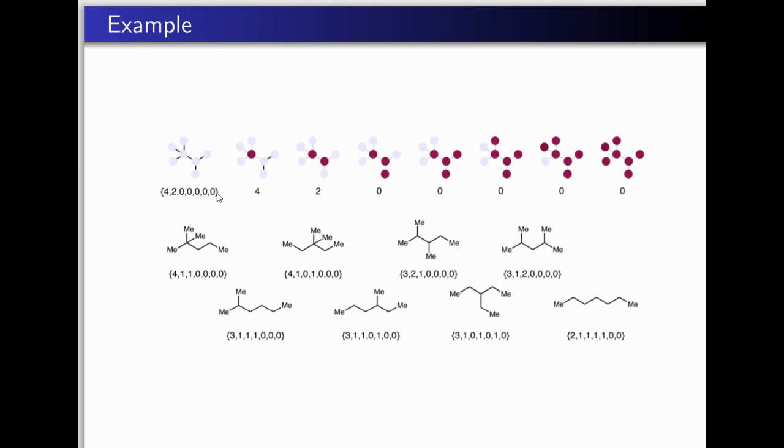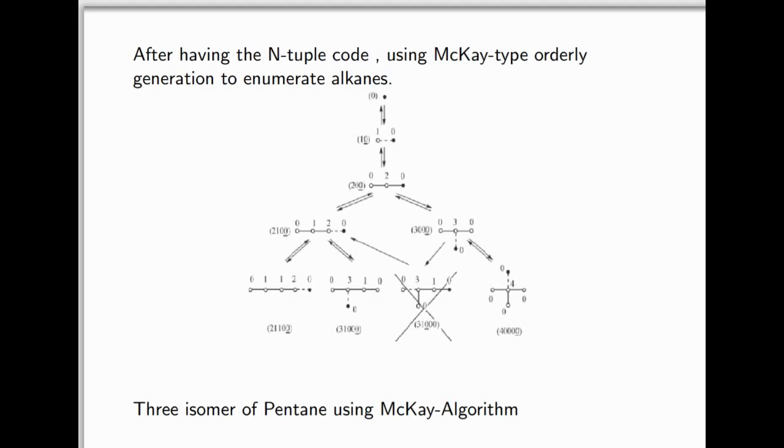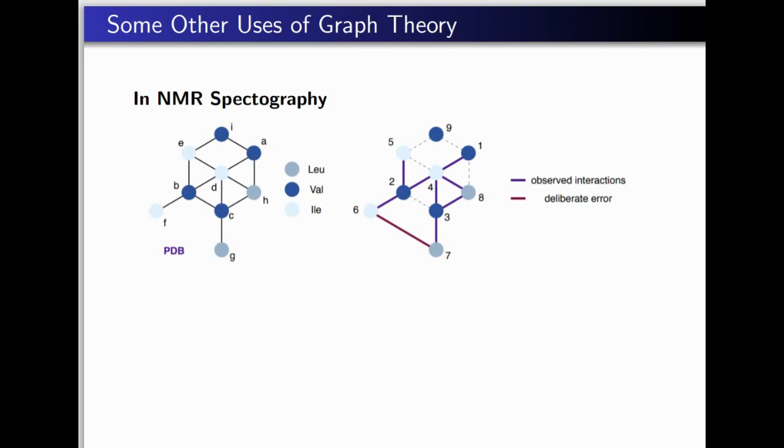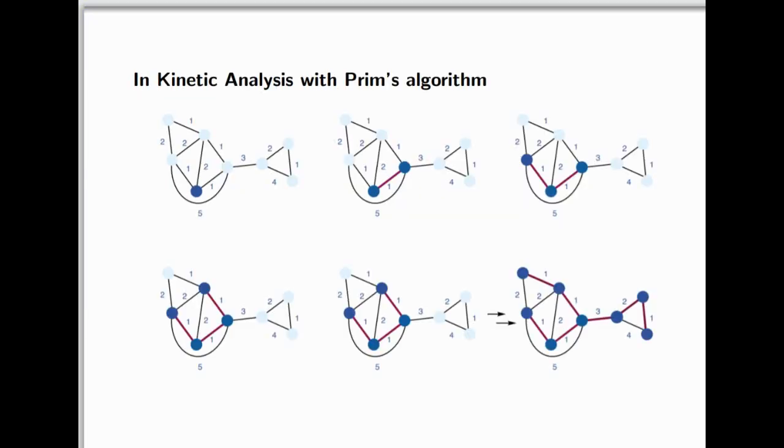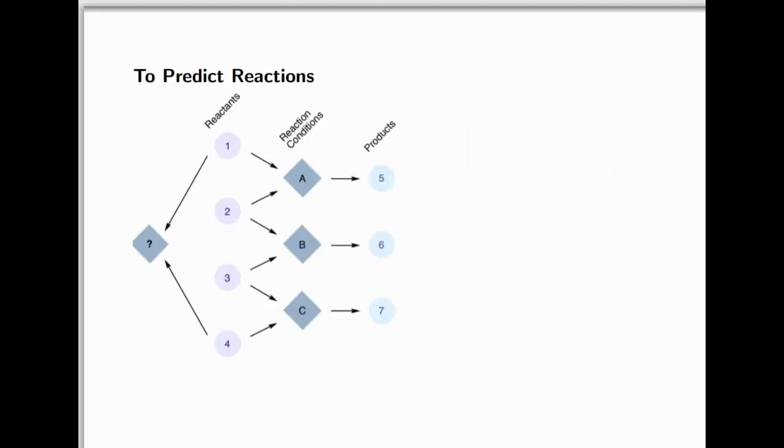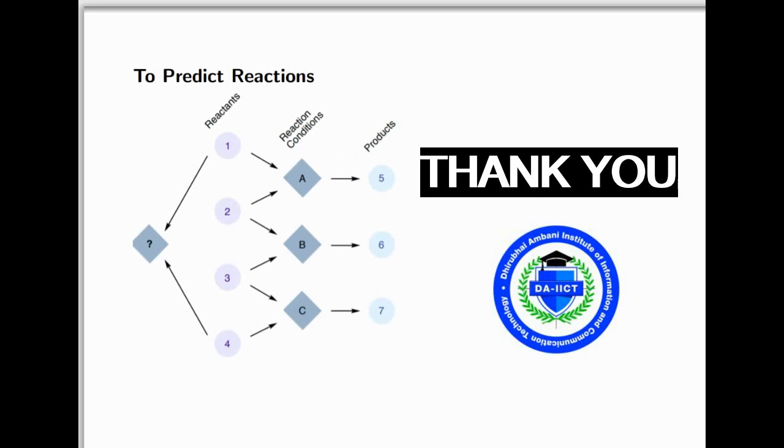0 and 0. After generating the n-tuple code, it is passed through the McKay algorithm in the computer, which generates the isomers. One example is pentane. The three isomers of pentane are seen on the screen. Some other uses of graph theory are in NMR spectroscopy, in kinetic analysis with Prim's algorithm, and to predict reactions. Thank you, friends.